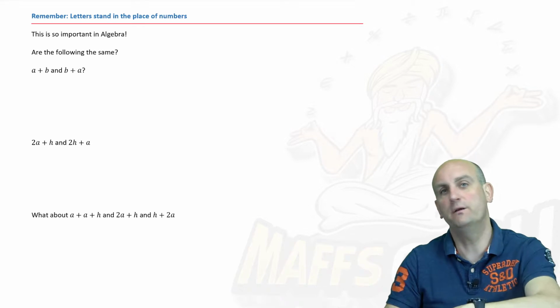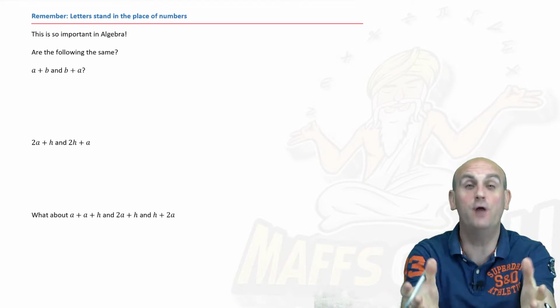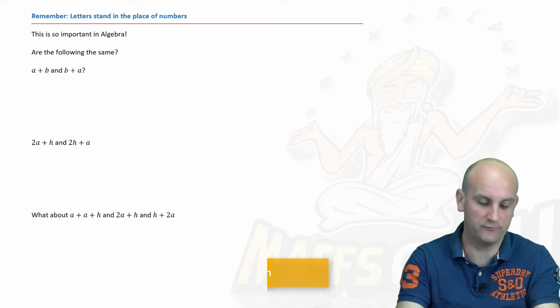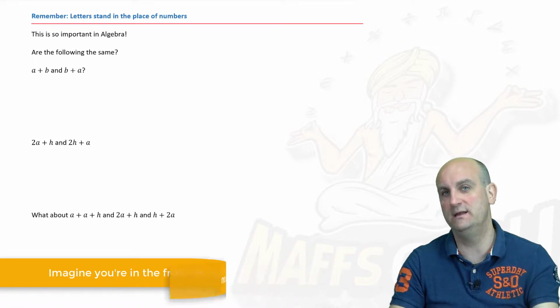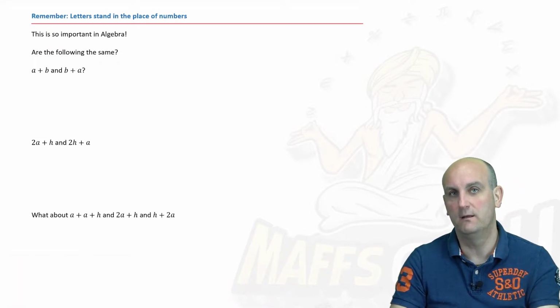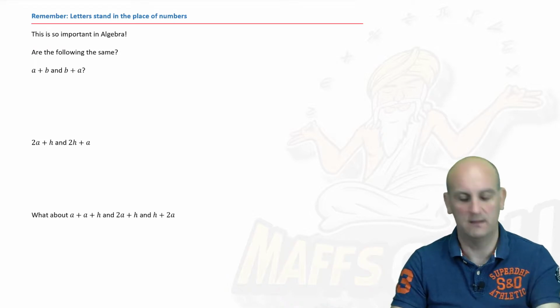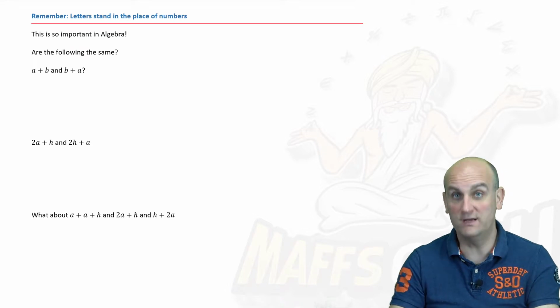Now, doing it with numbers and doing it with letters, people are like, oh, letters confuse me. Don't. Think of the letters as physical things, as actual things from a supermarket. So for example, are the following the same? A plus B and B plus A. Now I'm sitting there saying, well, A plus B could be apple and a banana. So apple and a banana, is that the same as a banana and an apple? Well, I should hope so, yes.